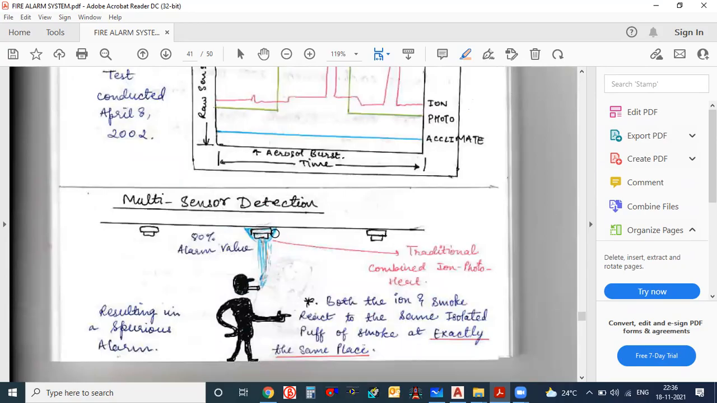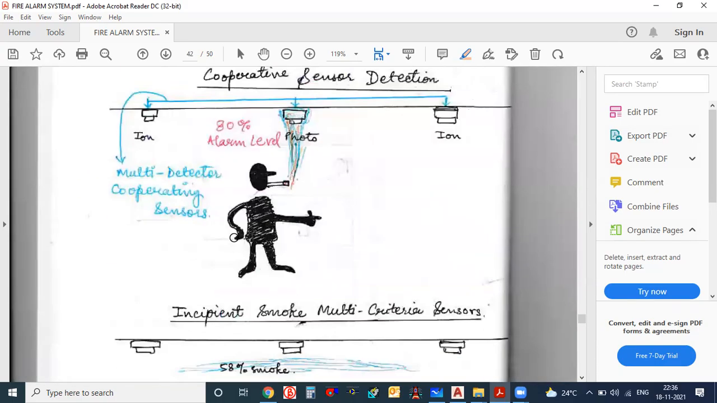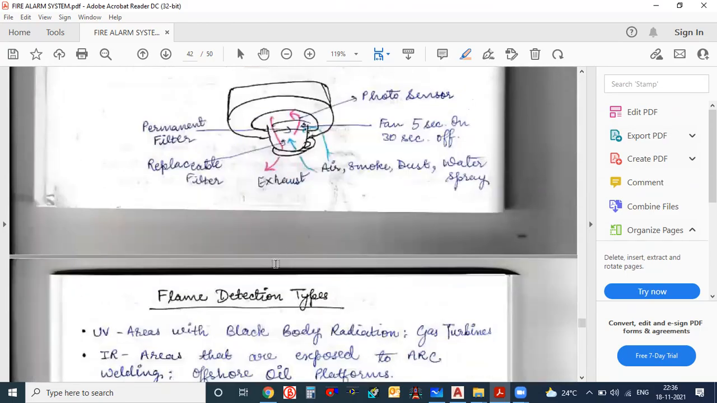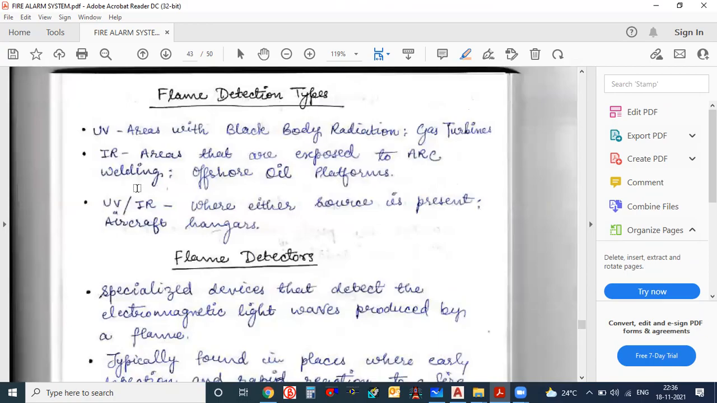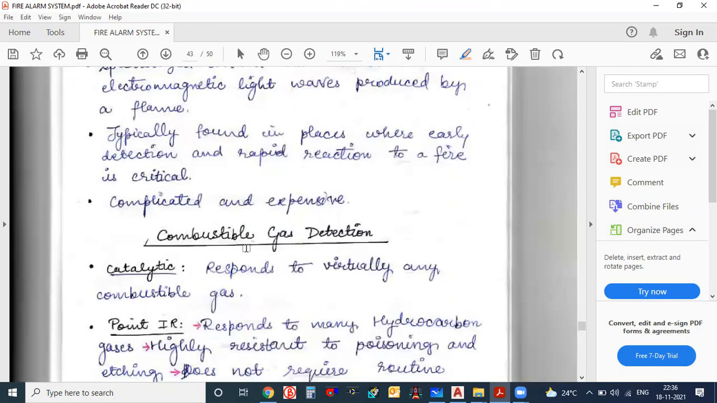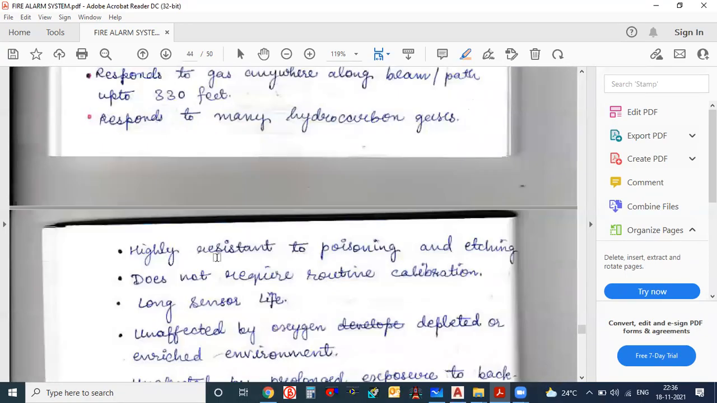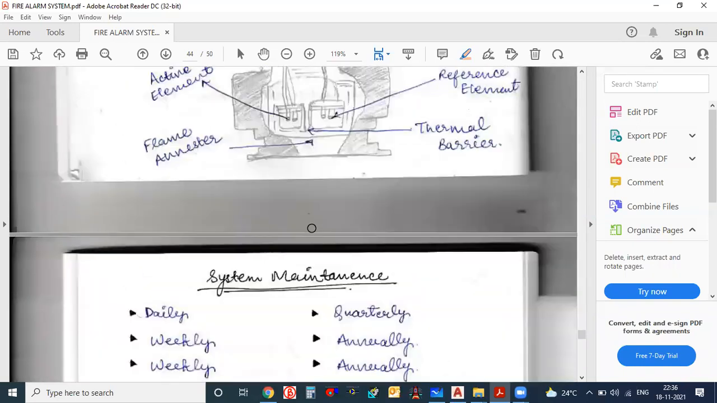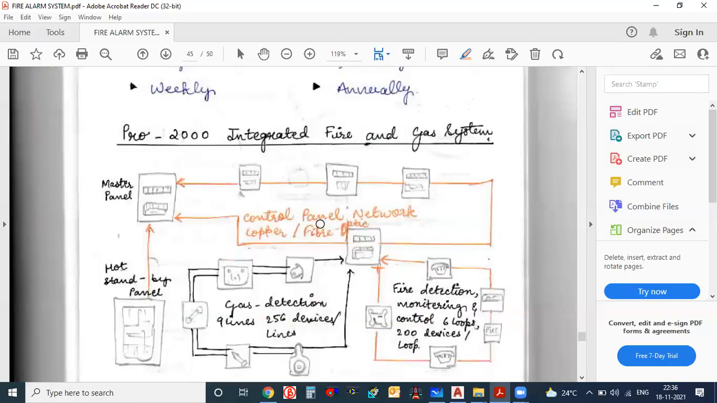Multi-sensor detectors. A multi-sensor detector can act as anything: heat, ion, smoke, anything. It can act as any of these detectors. Filtrex photoelectric detector, again a new technology. Flame detection types: UV, IR flame detectors. You can go through these things. So many things are given here. Some images.